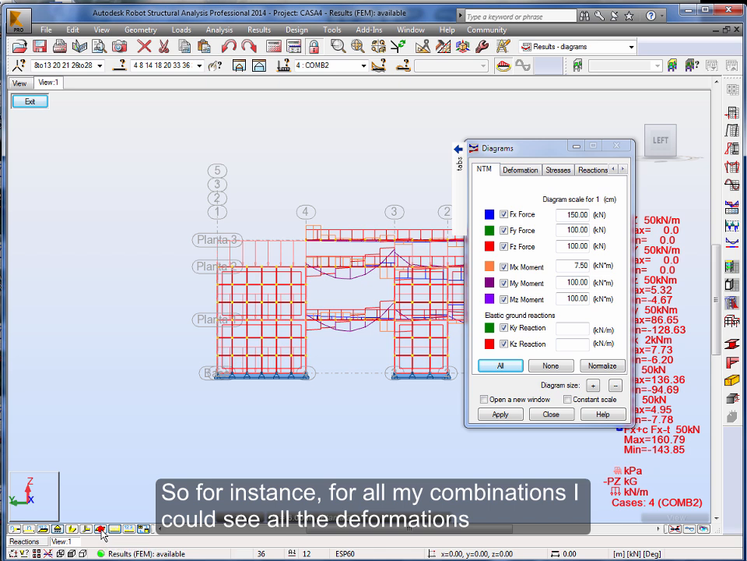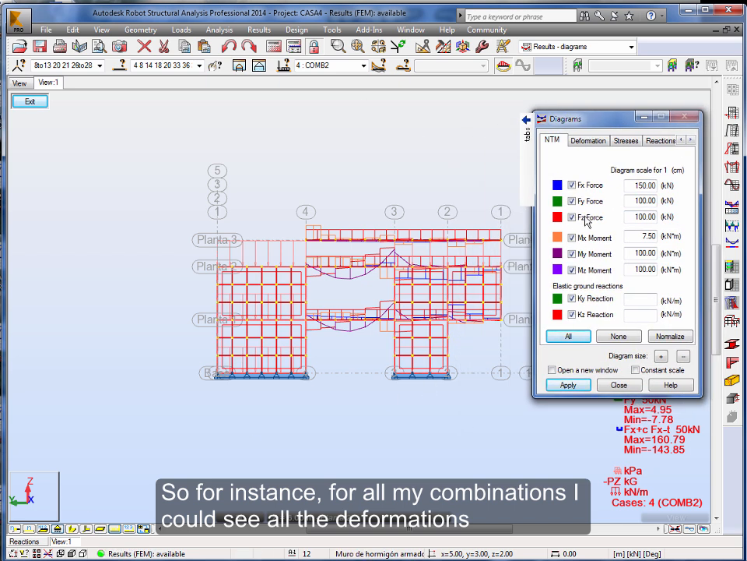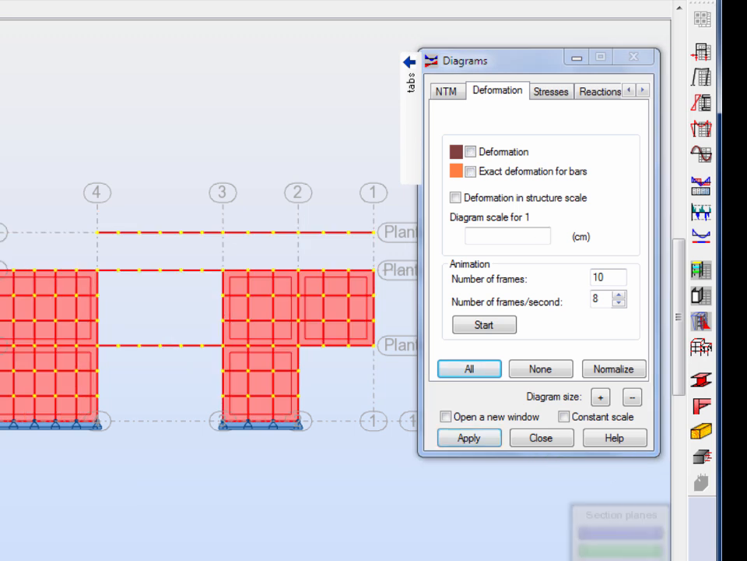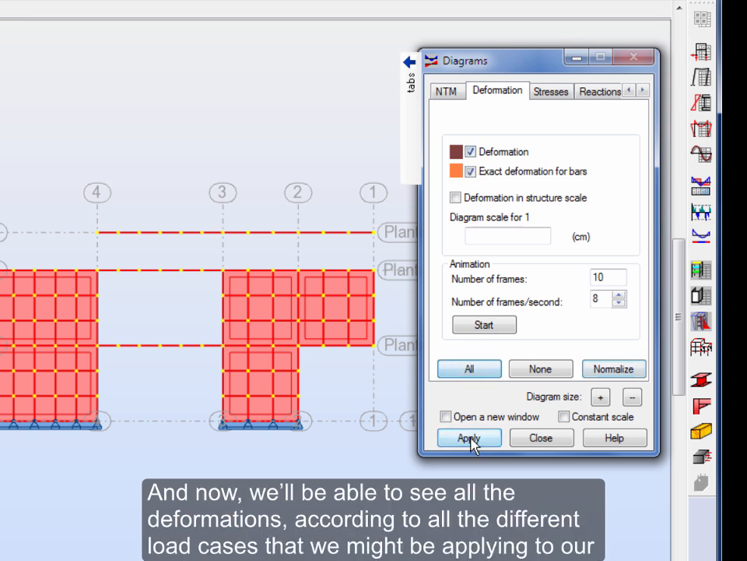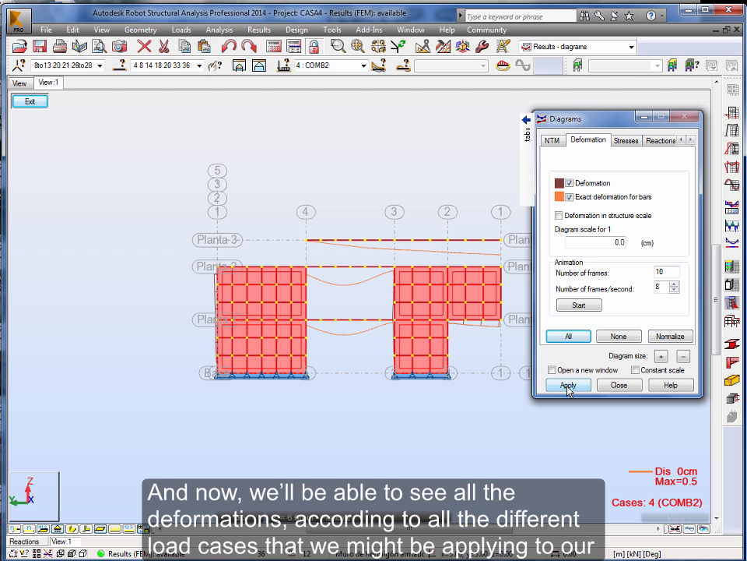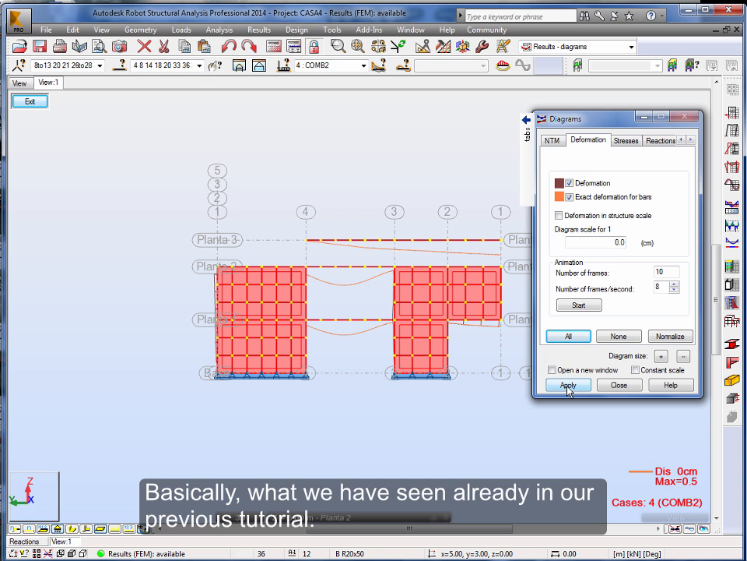So for instance, for all my combinations, I could see all the deformations. Let's apply them all. However, let's delete first the previous ones. And let's select them all again, and apply them. And now, we'll be able to see all the deformations, according to all the different load cases that we might be applying to our model. Basically, what we have seen already in our previous tutorial.